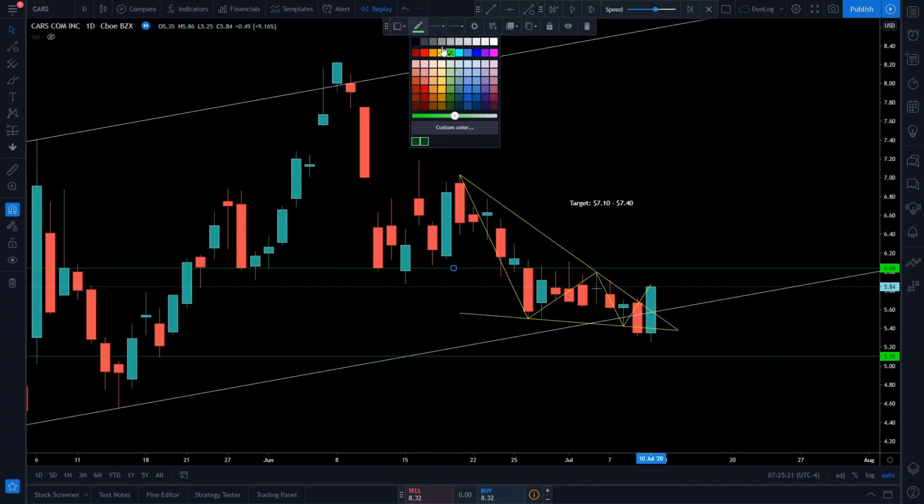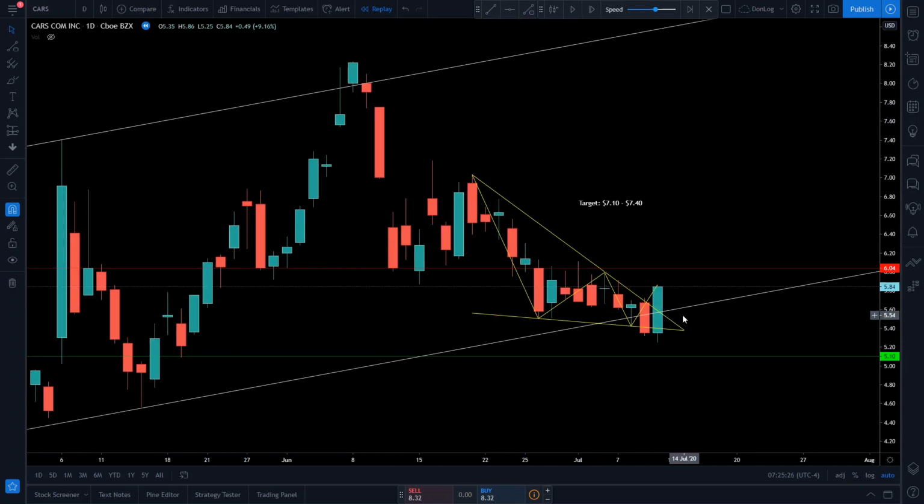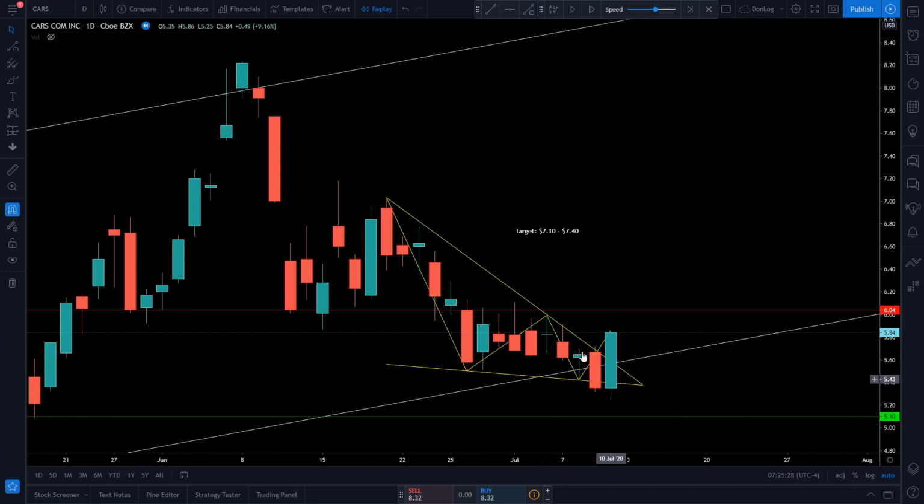Let me change that over. And so these are all pretty strong levels. If you take a look at the wicks, everything touches well. We have this pattern here, and so we can look at this trend line here as well.